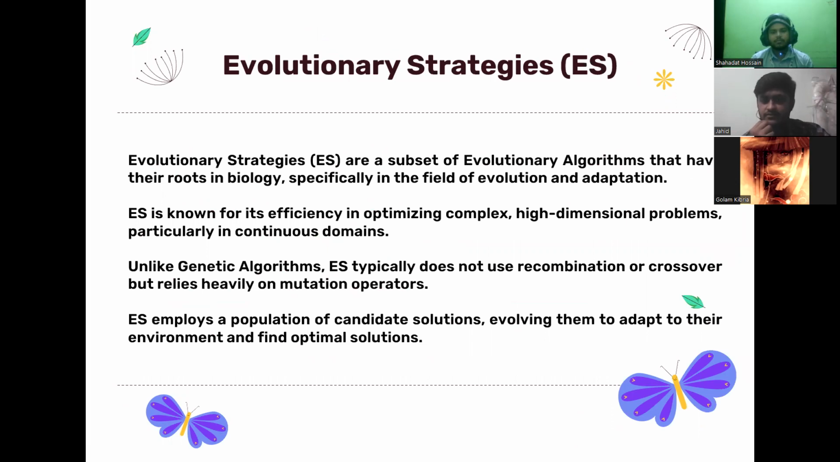Now, evolutionary strategies. Evolutionary strategies are a subset of evolutionary algorithms that have their roots in biology, especially in the field of evolution and adaptation. Evolutionary strategies is known for its efficiency in optimizing high dimensional complex problems, particularly in continuous domains. Unlike genetic algorithms, evolutionary strategies typically don't use recombination or crossover, but they rely heavily on mutation operations. Evolutionary strategies employ a population of candidate solutions and evolve them to adapt to their environment to find better solutions.